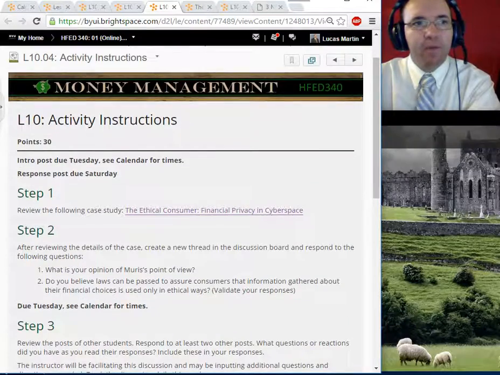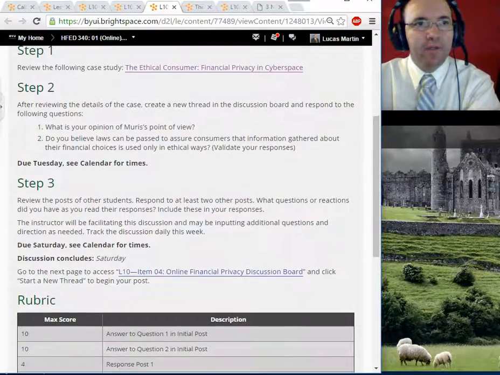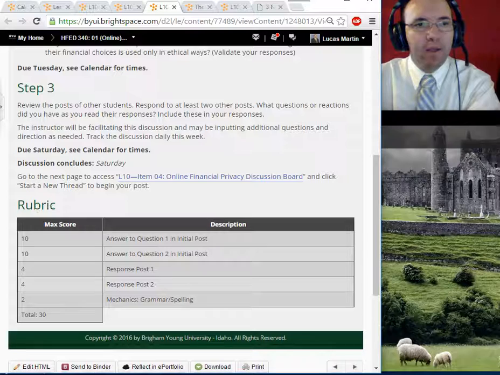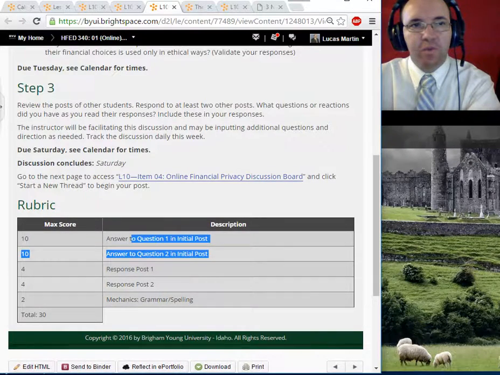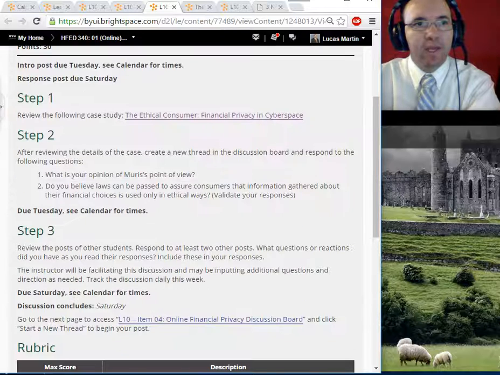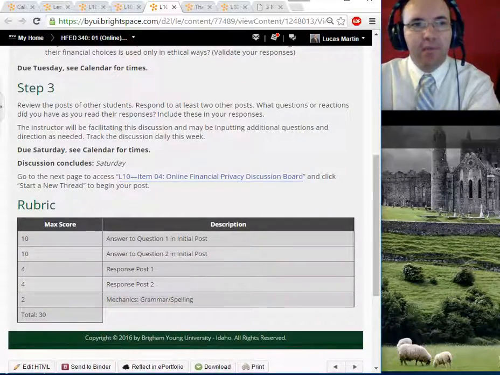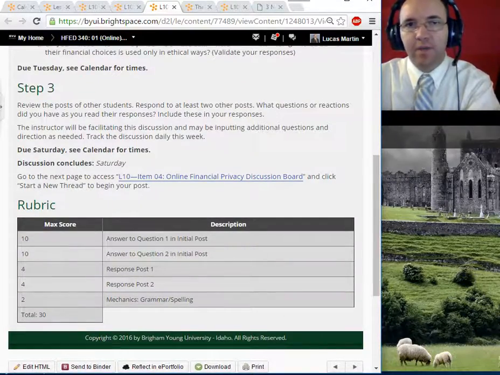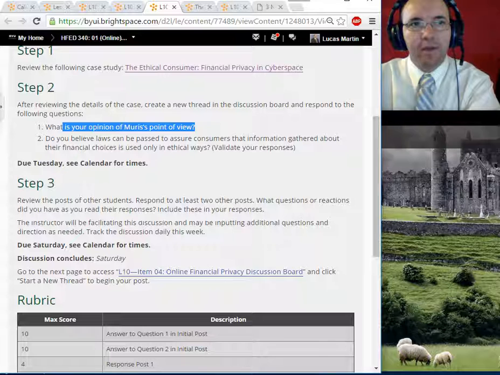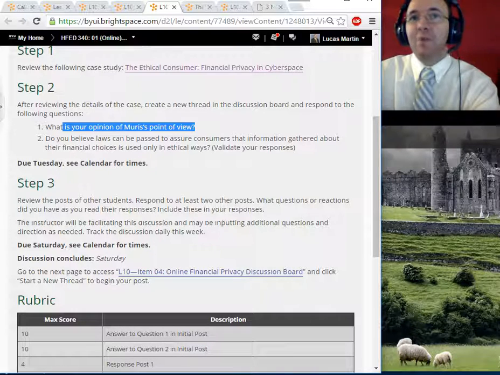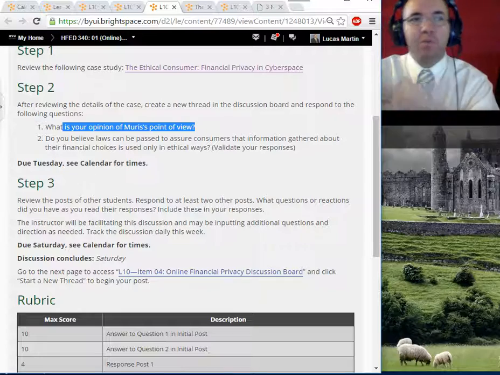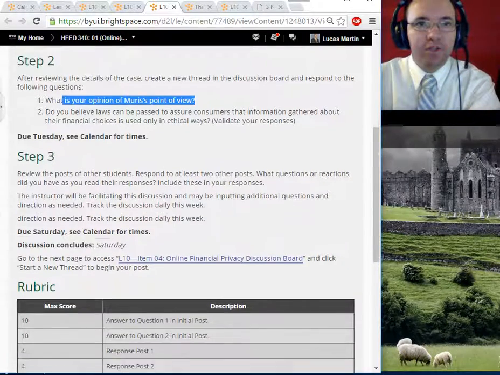Now, I want to point something out here. This is 30 points, and if you look at the grading rubric, 20 points of that is coming from questions 1 and 2. So if you say, what is your opinion of Maurice's point of view, I agree with him, and you don't say anything else about it, you are not going to get 10 points for answering question 1 and just saying that you agree. You need to tell me specifics on why you agree. It's worth 10 points. You've got to tell us a little bit more than just a sentence.